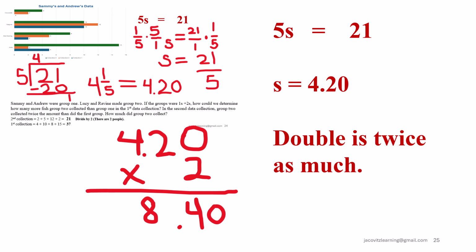Now, if you look at what you're doing, the 1S plus 4S equals 21, you're starting to set up multiple equations. You're starting to get some of these things that are going on here straight.